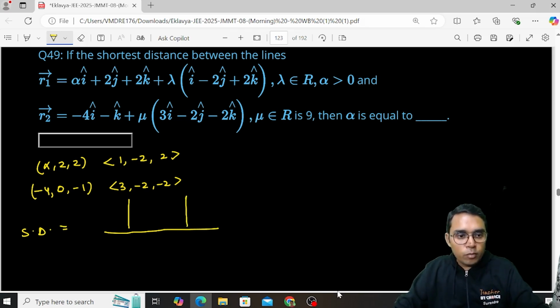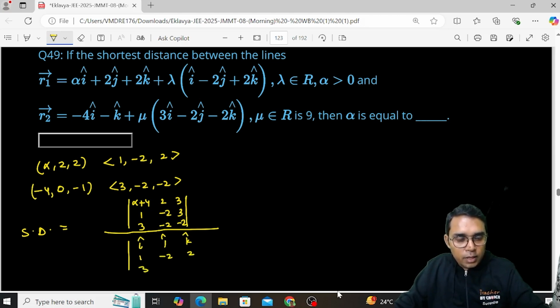The first vector being found by taking the difference of these 2 points, that is alpha minus minus 4, so alpha plus 4, 2 minus 0 and 2 plus 1, that is 3. And the second row being the first direction ratio of the line, third row is the direction ratio of the second line, that is 3, minus 2, minus 2. Okay, and here it is the magnitude of the cross product of vectors that represent the direction of line 1 and line 2. So it will be i, j, k, and here we will get 1, minus 2, 2 and 3, minus 2, 2, and we have to take the mod of the entire thing.